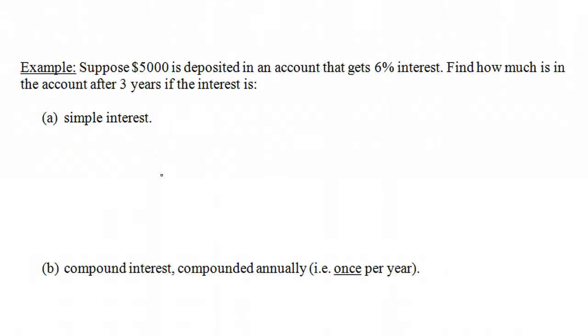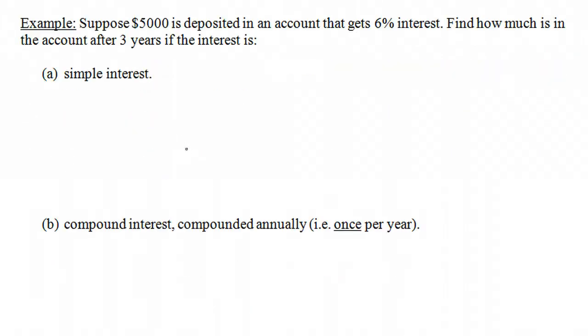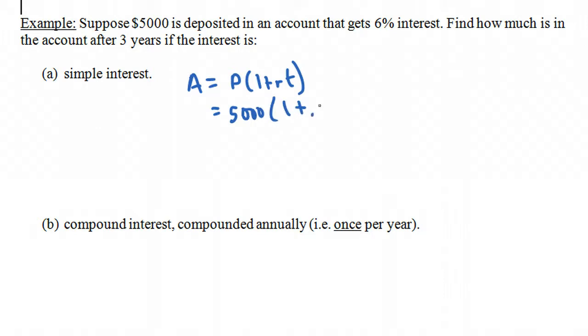Okay, let's do another problem. And this one, we'll calculate interest a couple different ways. So let's suppose $5,000 is deposited in an account that gets 6% interest. Find how much money is in the account after 3 years if the interest is simple interest. Now simple interest, remember the formula, A is equal to P times 1 plus rt. The principal is 5,000. The R is 0.06 and the T is 3 years. Now remember, usually we just do simple interest on things that are a year or less. This is 3 years, but let's still calculate it anyway and see what we get.